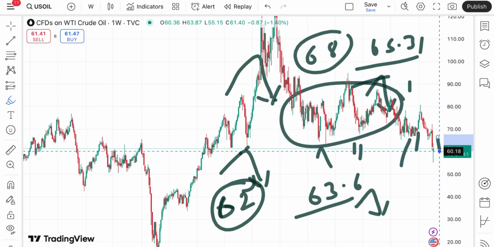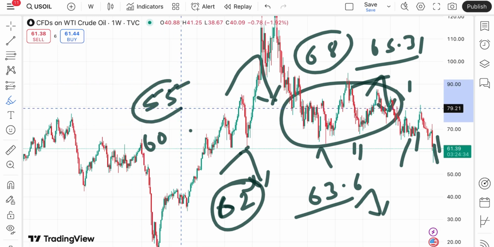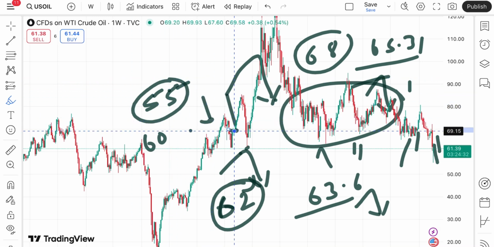But if the price started falling below this level, it will go towards $60, and from there a further downfall we can see towards 55. Okay, and if the price moves below this level, a further fall will be there.